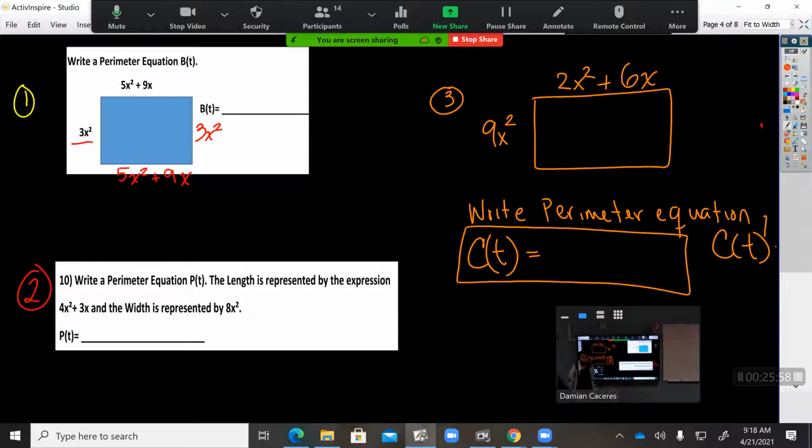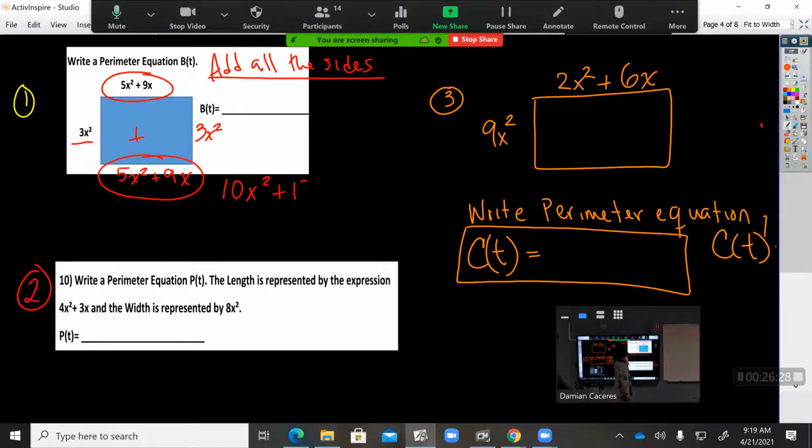Now, perimeter is the outside of a figure. So all you have to do is add all the sides. I think adding all the sides right here in this figure is easier than working with the perimeter formula. So let's do the length first. Adding 5x squared plus 9x plus 5x squared plus 9x gives you 10x squared plus 18x. You only add the like terms together, so it has to have the same variable and the same exponent to be put together.